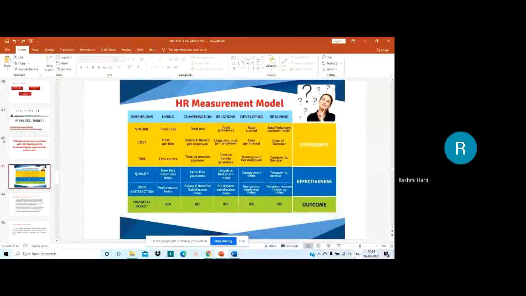Then the developing competency index, right? So you should see to it that you develop the competencies of the employees. The growth rate should be visible. Okay, then you can say that the HR department is effective, right?